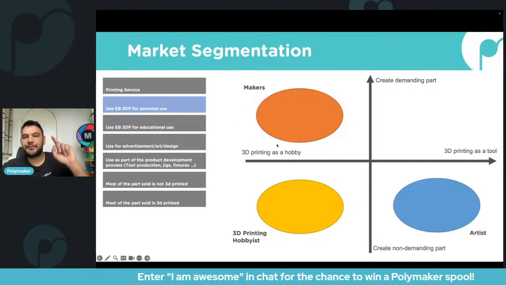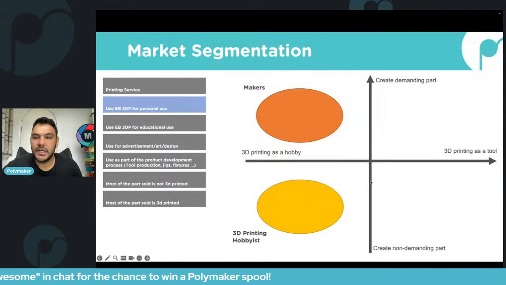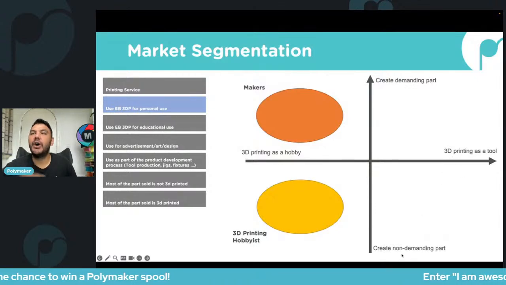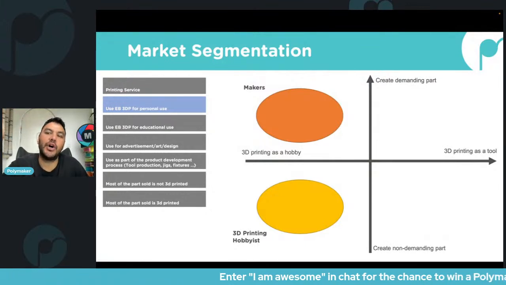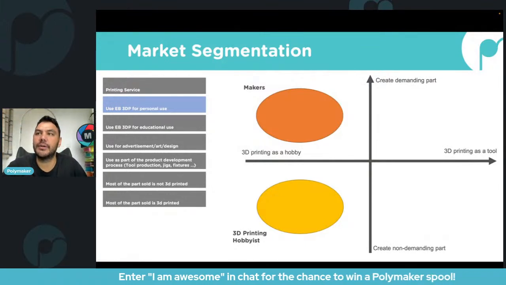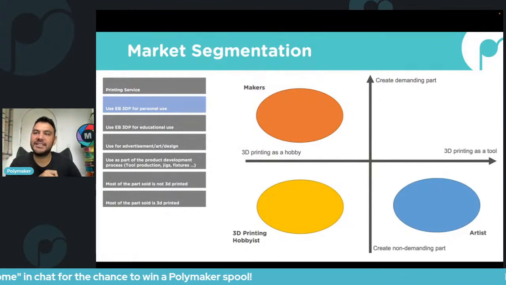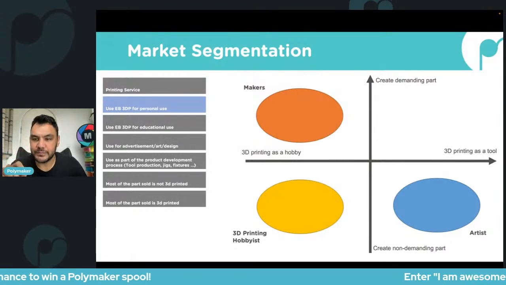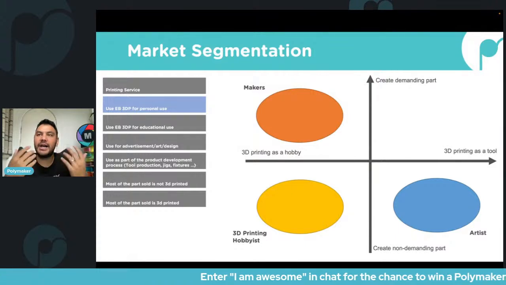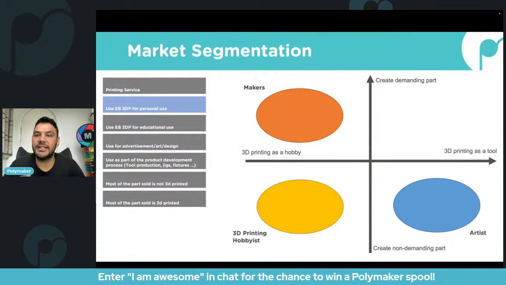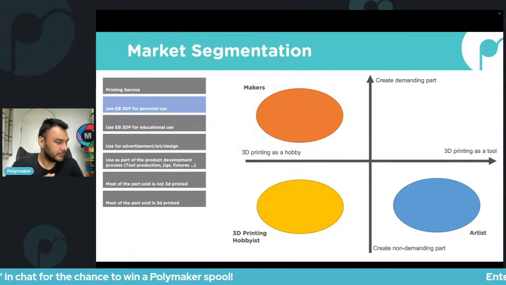Okay, so now, what if you create non-demanding parts, but you don't consider 3D printing as a hobby? You consider it as a tool. I call this the artist. I call them the artist, which means they don't really care about the 3D printer, but they do have some beautiful thing that they want to have in real. I'll give you an example.